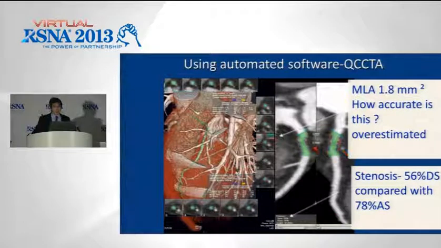This is one of my patients, and if you just eyeball this in the proximal LAD, I think most of you would say there's less than 50% stenosis. And if you do the software calculations, you can see diameter stenosis 56%, which corresponds to an area percent stenosis of 78%, although it's overestimated because the disease is fairly concentric. But when you do the MLA measurement, it comes to 1.8 millimeters squared. Remember, less than 4 is considered significant or severe. So how accurate is this? This is obviously overestimated.